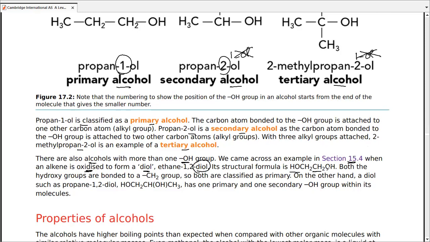Now, both of them are primary. Why? Because the carbon atom connected to it is only connected to one carbon chain. Now, consider propane-1,2-diol, this one. If I draw the structure, it would be something like this. This is CH2, this is CH, then this is CH3.